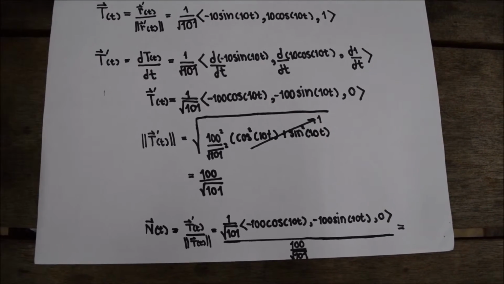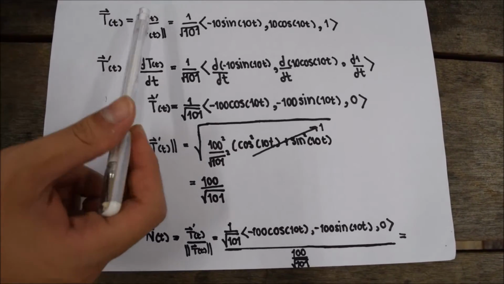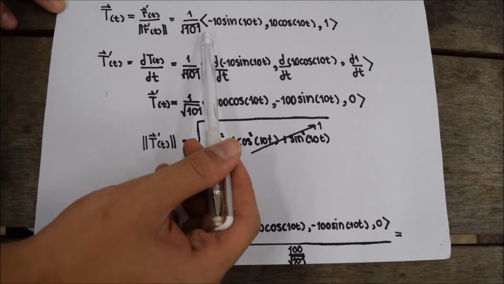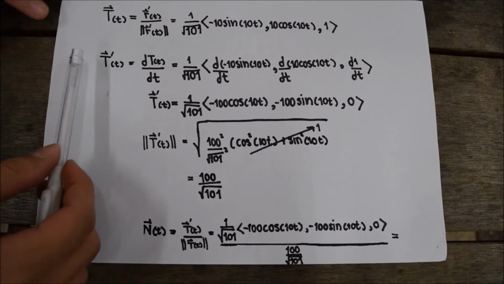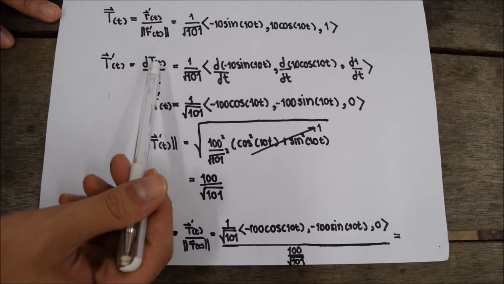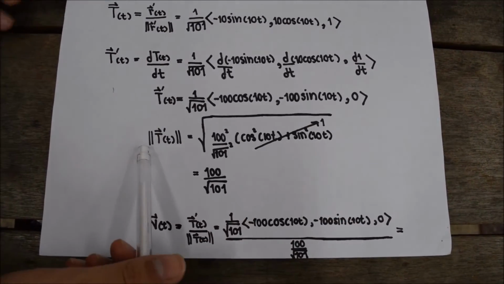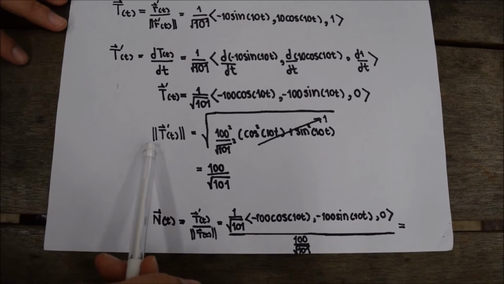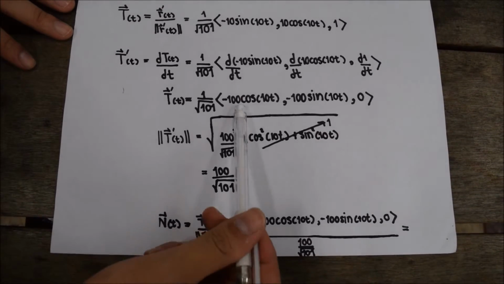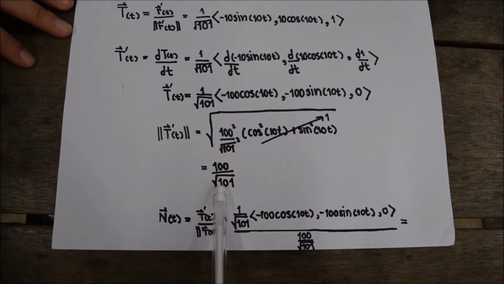We can rewrite the velocity in terms of the unit tangent vector. The unit tangent vector is equal to the derivative of vector r over the magnitude of the derivative of vector r, equal to this amount. We also need to find the derivative of the unit tangent vector, which is equal to this amount. Next, we have to find the magnitude of the derivative of the unit tangent vector, equal to the square root of this component squared, which is this amount.